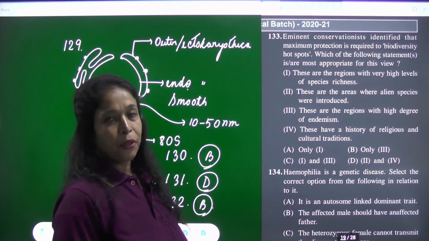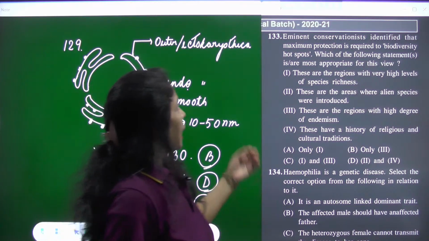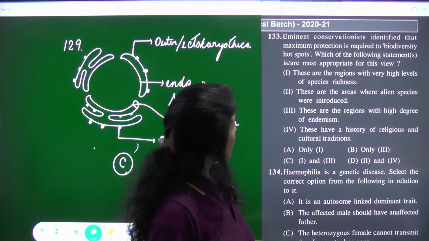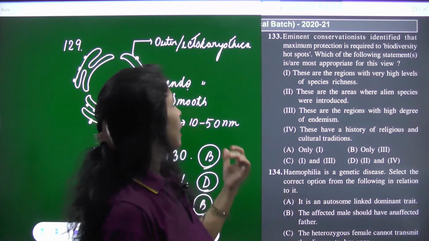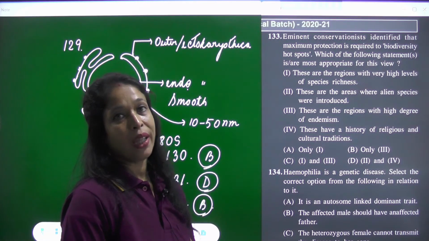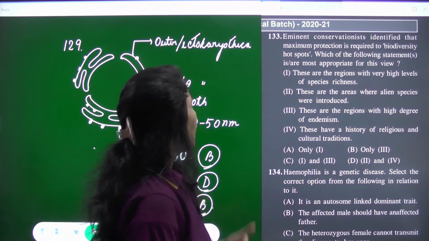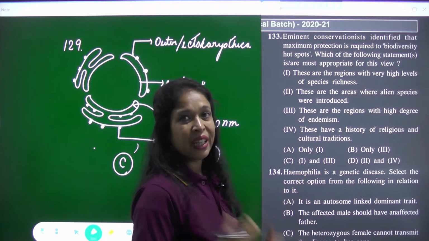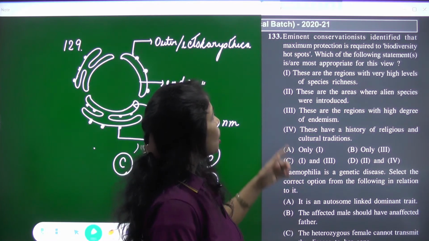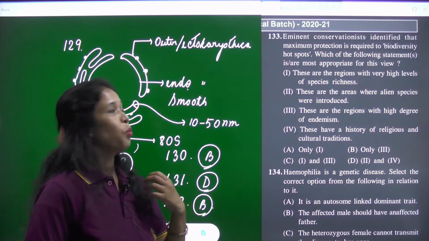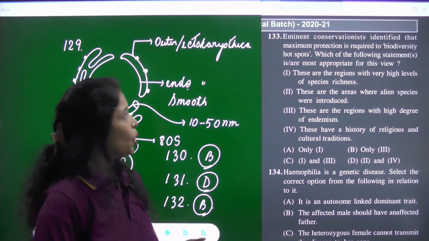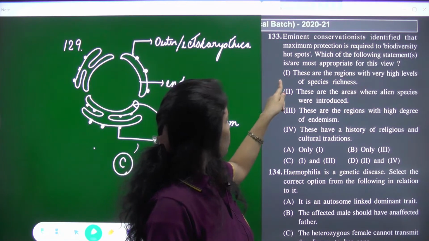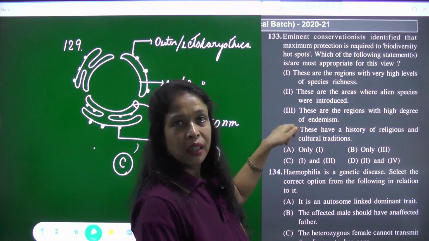Okay, next is again from ecology. Eminent conservationists identified that maximum protection is required to biodiversity hotspot area. Hotspot means they are very rich in diversity. So which of the following statement is most appropriate for this? So we will read this statement.